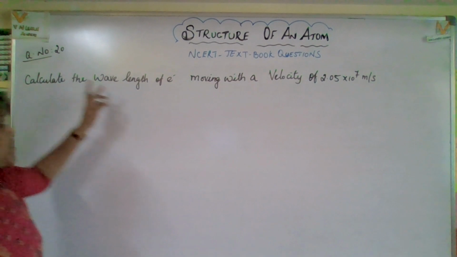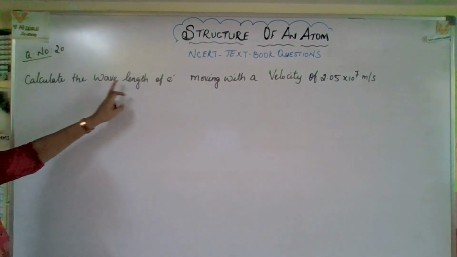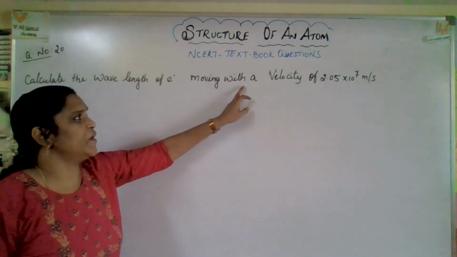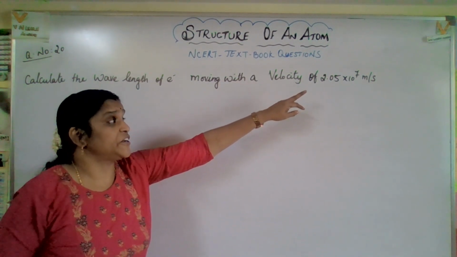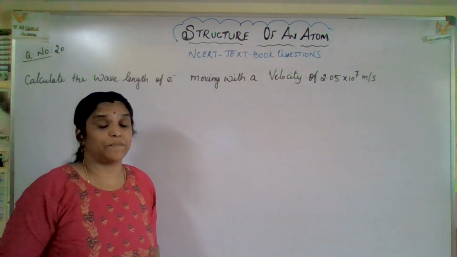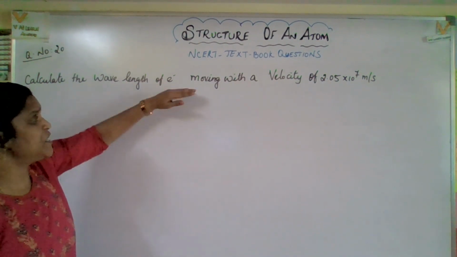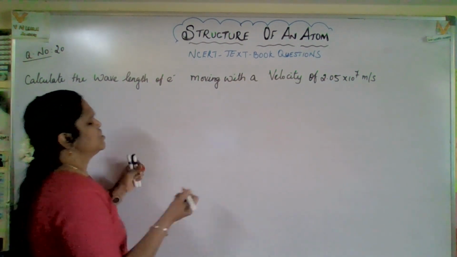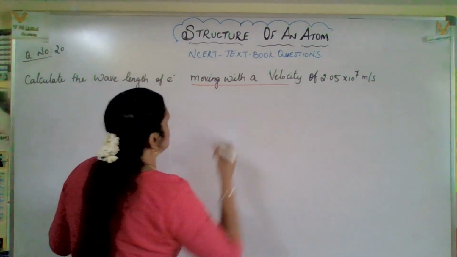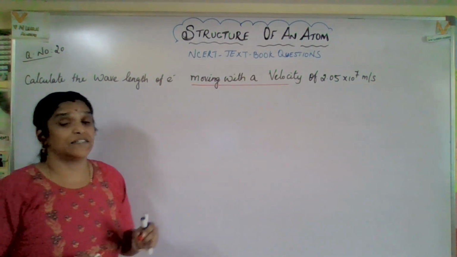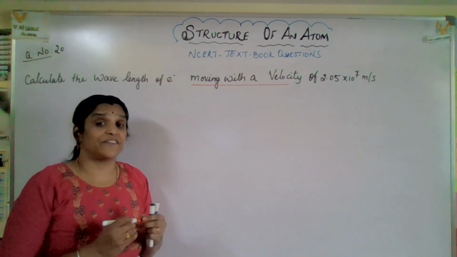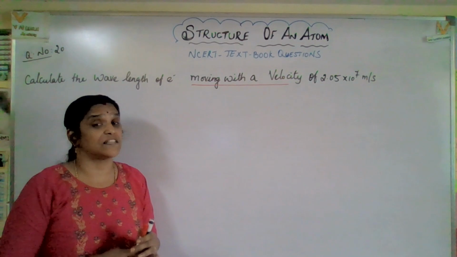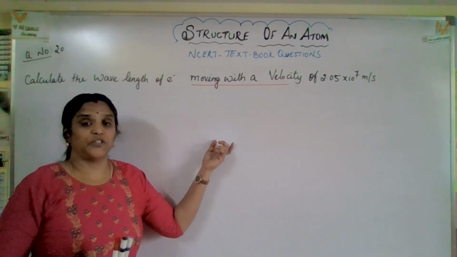Now let us talk about the next question: calculate the wavelength of an electron moving with a velocity of 2.05 into 10 to the power of 7 meter per second. Here they mentioned moving with a velocity. So what formula should we use for this kind of question? You should know the trick to identify it.